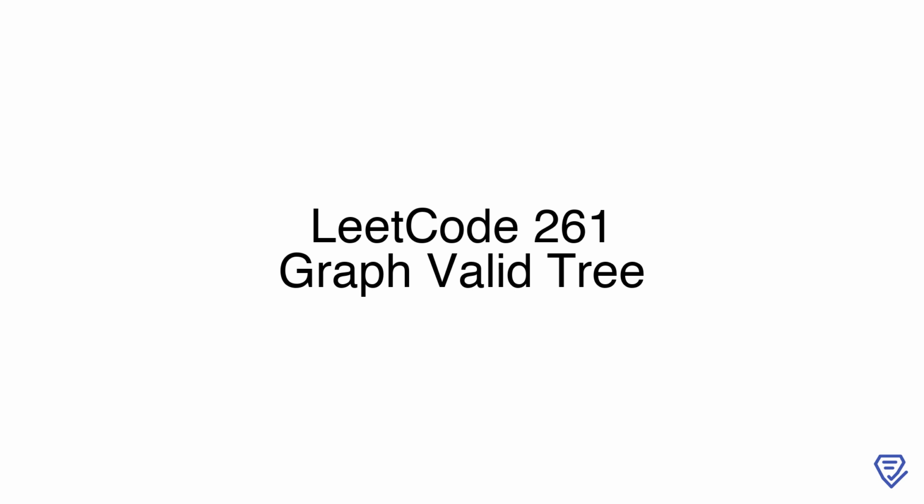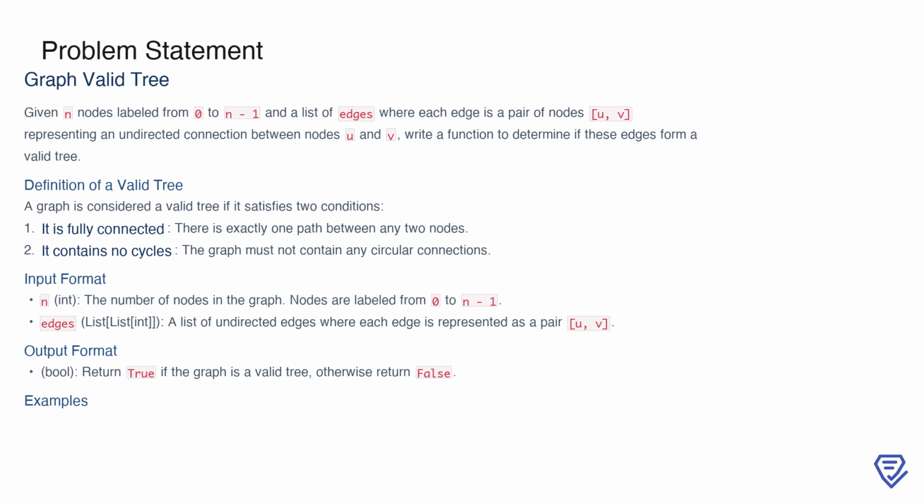Let's get started. In this problem, we are given a graph with n nodes labeled from 0 to n-1. The graph is described by a list of edges, where each edge is represented as a pair, u, v, meaning there's an undirected connection between nodes u and v. Our task is to determine if the graph formed by these edges is a valid tree.